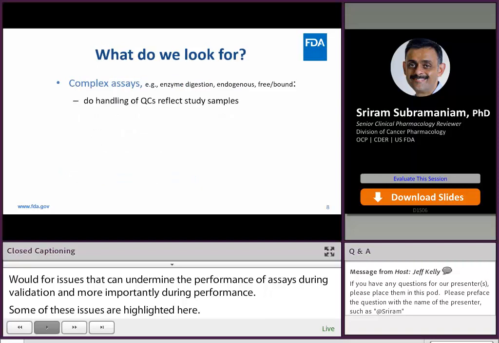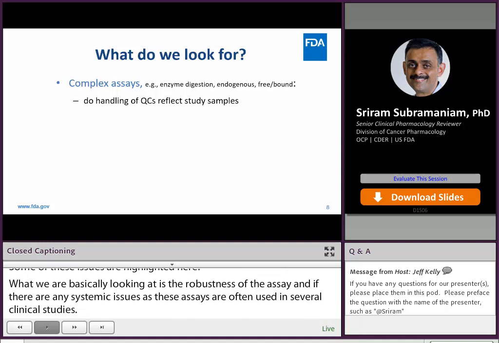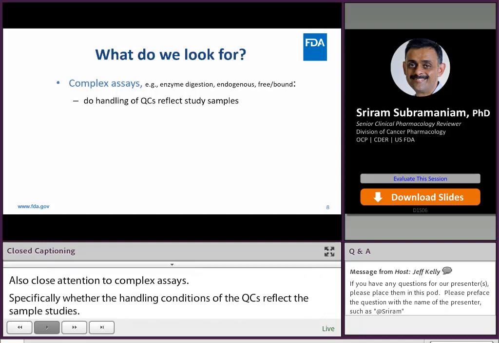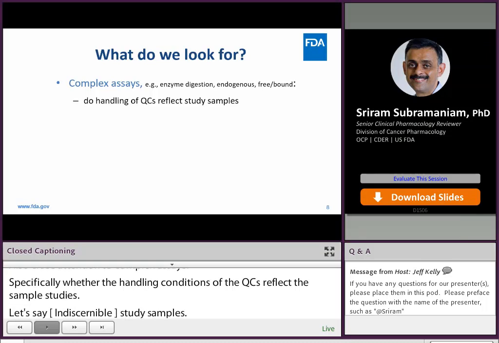We also pay close attention to complex assays. Specifically, we assess whether the handling conditions of the QCs reflect the study samples. So what do I mean by this? Let's say we have an assay that involves enzymatic digestion of study samples. So we pay close attention as to whether the QCs in these assays are handled in an identical manner as the study samples and how they perform.